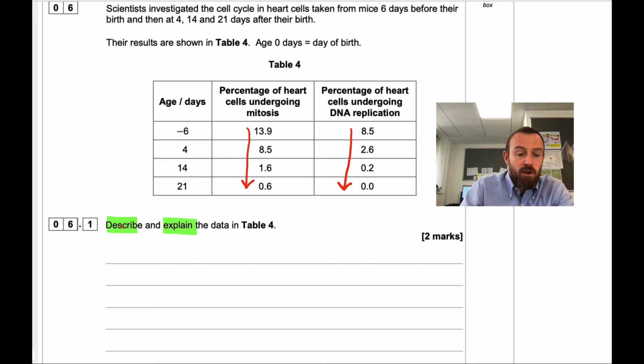So we first of all describe the percentage of heart cells undergoing mitosis. It starts high at 13.9 and it falls dramatically over time, reaching 0.6. And then describe this as well. Starts at 8.5 and it falls dramatically, reaching 0 at day 21. I think we should probably reference that. It reaches 0. And then we would talk about this. This is because in order for cells to go through mitosis, DNA must first be replicated. And we might also say that the mice are growing rapidly before they're born. So if they're growing rapidly, then they're going to be doing a lot of mitosis. Let's check the mark scheme.